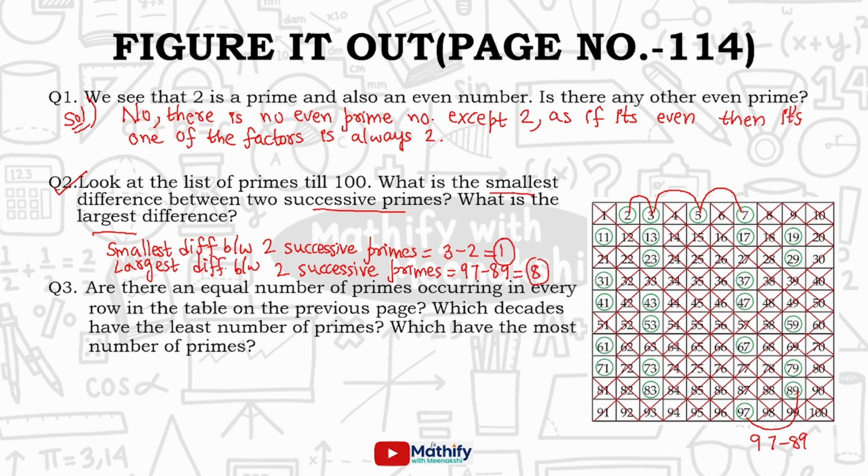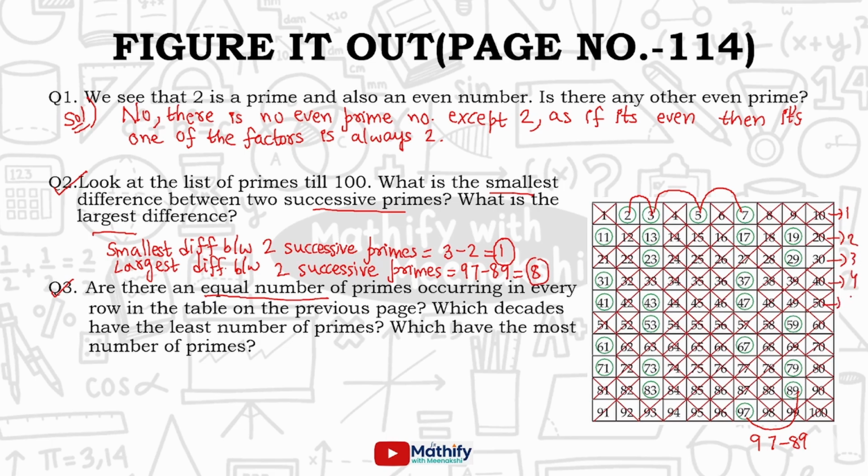Now let's move to question number 3. Are there an equal number of primes occurring in every row in the table on the previous page? I have already attached the pic for you, so no need to see the previous page. Which decade has the least number of primes and which has the most number of primes? First, they are asking whether we can say that they have an equal number of primes. No. You can see here, in the first decade we have 4 primes. In the second decade, again we have 4 primes. In the third decade, we have 2 primes.